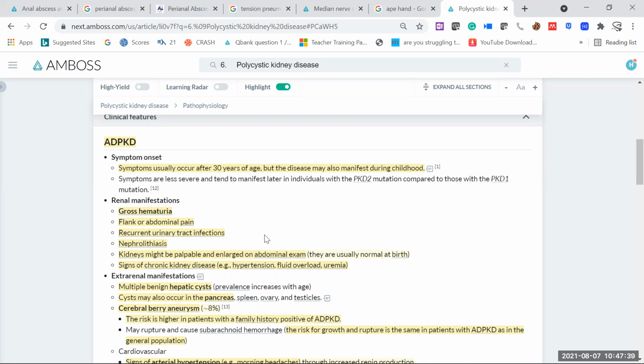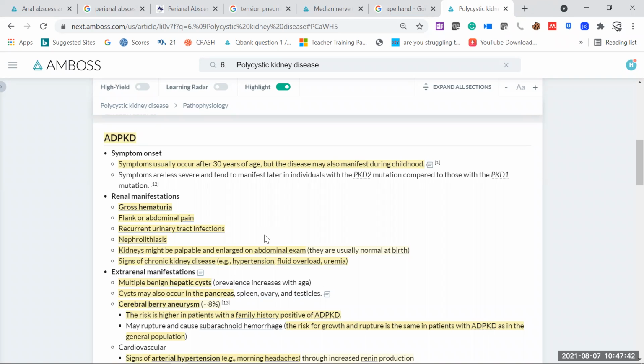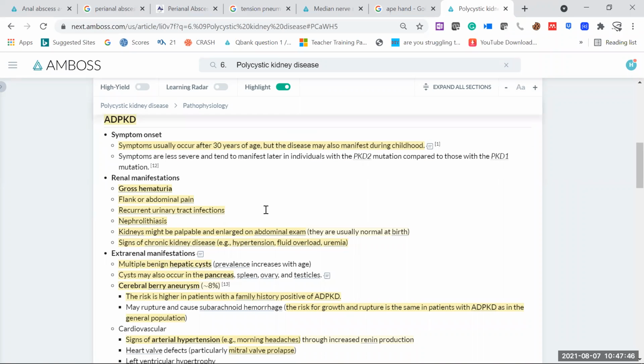So coming back to the point here, this autosomal dominant one, the renal manifestation: you should know that they may present with gross hematuria. Of course, whenever there is blood in urine, we will always think about some renal compromise. Flank and abdominal pain must be there, recurrent UTI. So think about the kidney symptoms and kidney presentation. They can all be there.